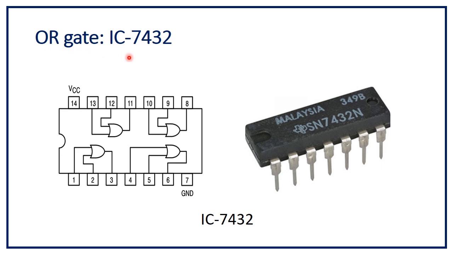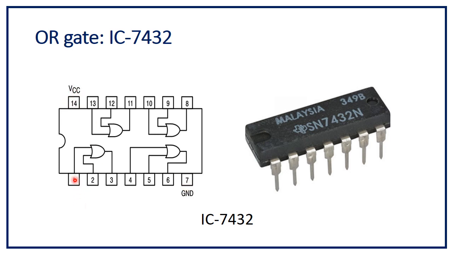OR gate IC 7432. This is IC 7432 which has 14 pins. This is pin number 1 to pin number 7, 8 to 14. Pin number 7 is ground and pin number 14 is VCC. Here we have shown the internal diagram of OR gate. In a single IC we have 4 OR gates and pin number 7 is ground and pin number 14 is VCC.